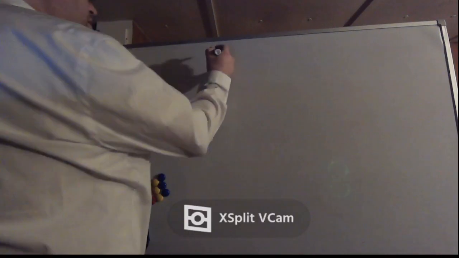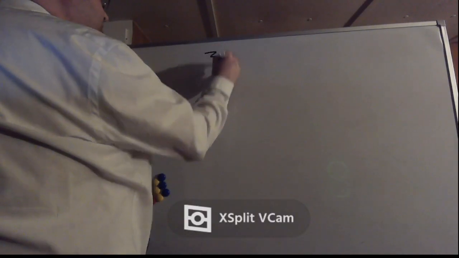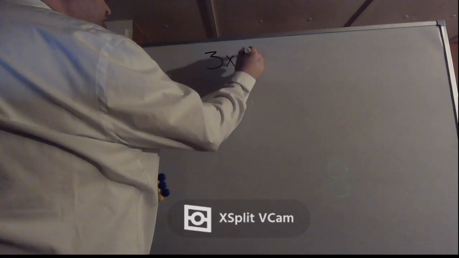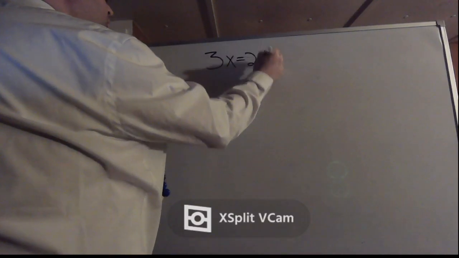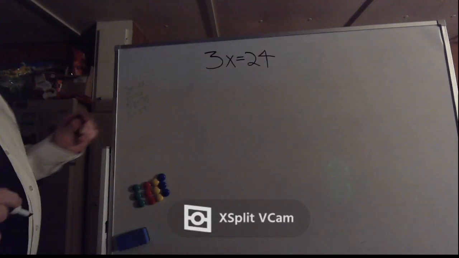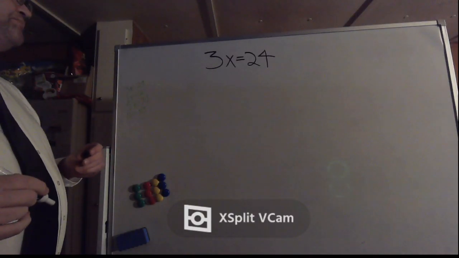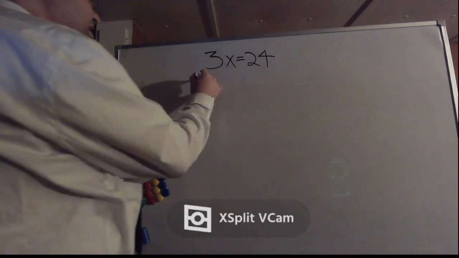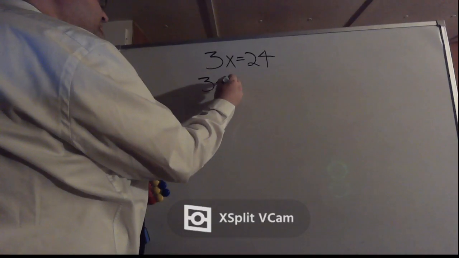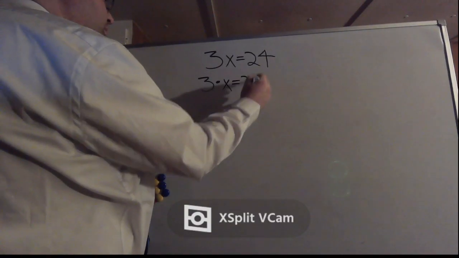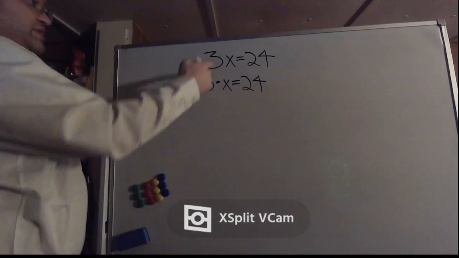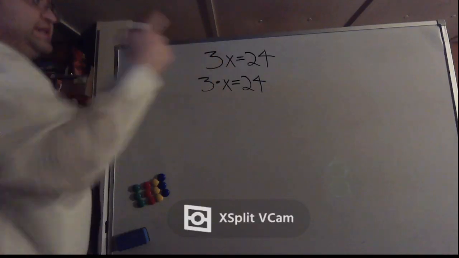Let's say I have something like, what about if I had something like this? 3x equals 24. Well, suddenly it's not just x anymore, it's 3x. You could think of that the same as 3 times x equals 24. So if it's 3x, it's 3 times x.